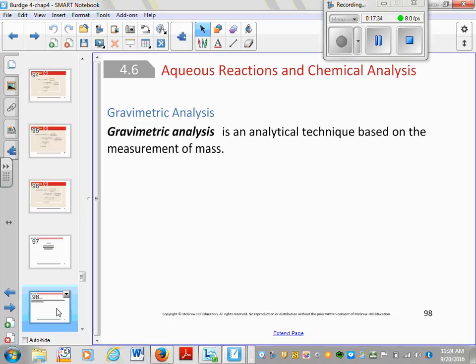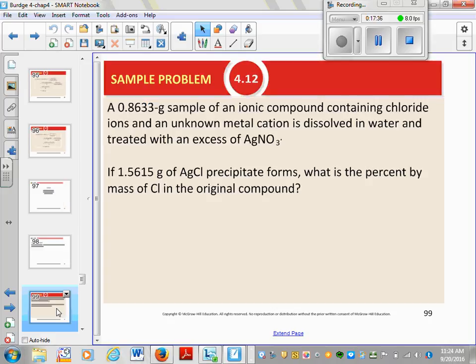So here we have a 0.8633 gram sample of an ionic compound containing chloride ions and an unknown metal cation, dissolved in water and treated with excess silver nitrate. So we have 0.8633 grams of some ionic compound. We have some metal, I'll call it M for metal. We don't know what it is. And it contains chloride ions, so we know we have some Cl in there.